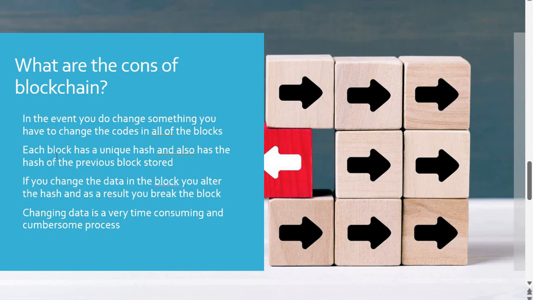So if you break the block, if you change the hash and the hash no longer correlates to the previous block, then essentially the chain is broken. The blockchain is broken and it's no longer an accurate record-keeping database. If you change the data in the block, you alter that hash, and as a result, you have to go back and change the data in all of the blocks, and that could be a very time-consuming and cumbersome process.